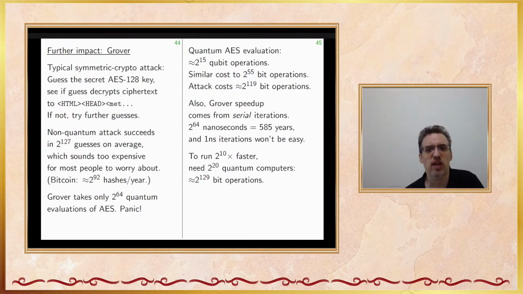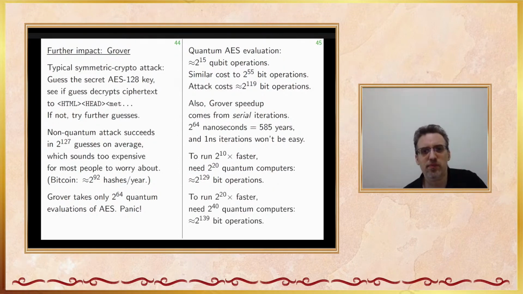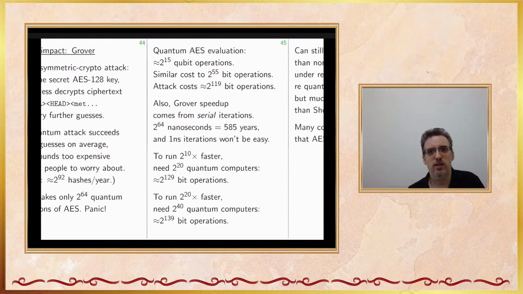But if the iterations are actually slower than this, and the attacker needs to go 2 to the 20 times faster, then the overall cost goes up to, well, basically very little speed up, if anything, compared to the current cost of a non-quantum attack against AES. All right.